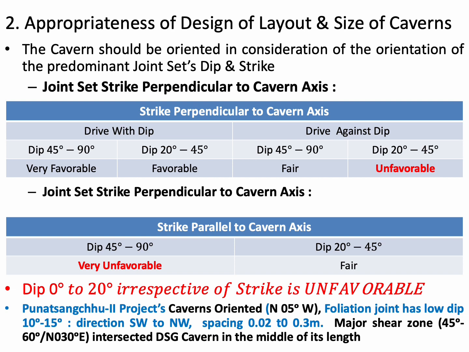Direction is southwest to northwest. Spacing is 0.2 meter to 0.3 meter. Also, there is a major shear zone 45 degree to 60 degree. 45 degree to 90 degree, they are unfavorable. Intersected downstream surge cavern in the middle of its length. So all these conditions make it unfavorable.